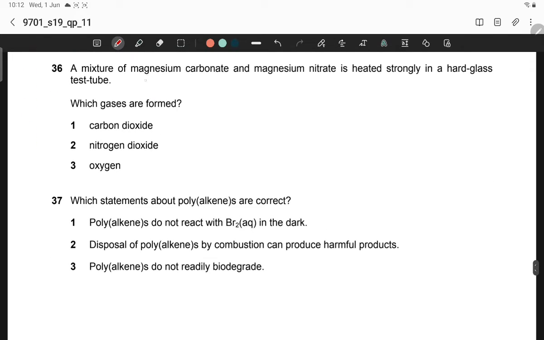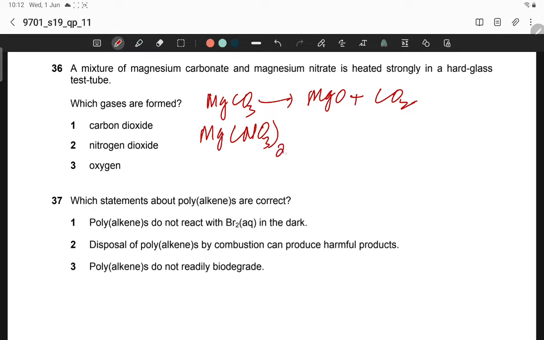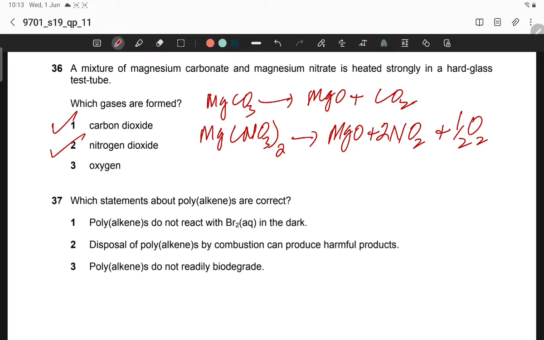Question number 36. A mixture of magnesium carbonate and magnesium nitrate is heated strongly in a hard glass test tube. Which gases are formed? Magnesium carbonate gives magnesium oxide plus carbon dioxide. Magnesium nitrate gives magnesium oxide plus nitrogen dioxide plus oxygen gas. So carbon dioxide is correct, nitrogen dioxide is correct, oxygen is correct. If three statements are correct, the option is A.